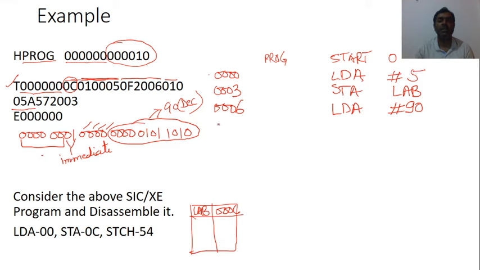Now the next address will be 0009. At the address 0009, the instruction is 572003.